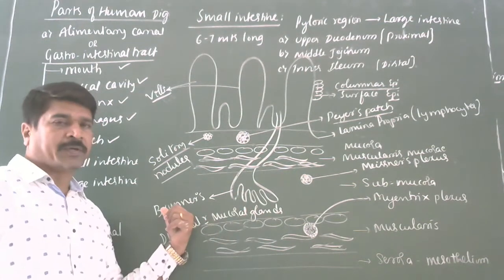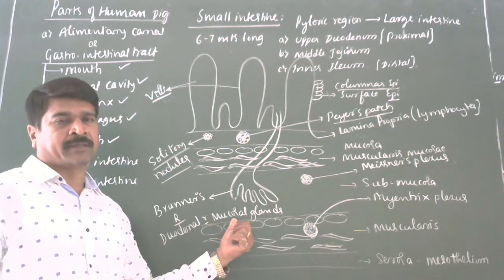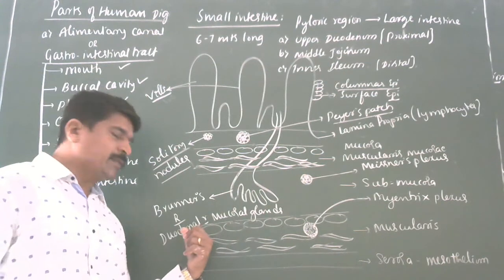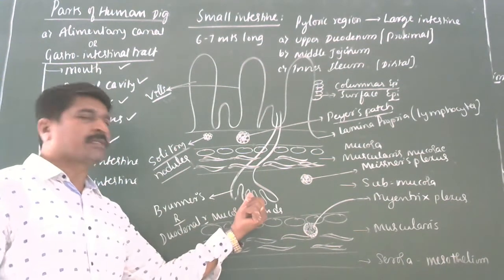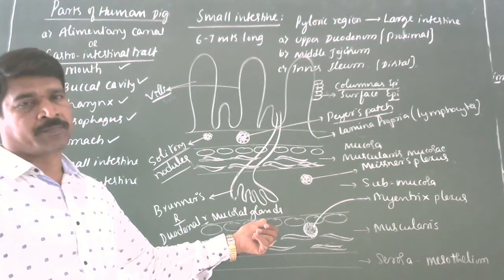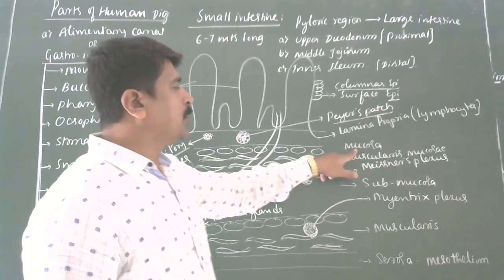They are called Brunner's glands, also called duodenal glands, also called mucous glands. Because they are found particularly in the submucosa of the duodenum, hence the name duodenal glands. Since they secrete an alkaline mucus, they are also called mucous glands. Clear? Then the innermost layer of the small intestine is called mucosa.